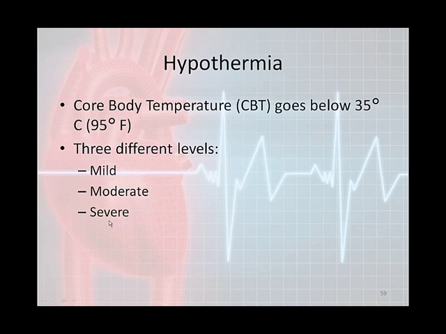Hypothermia is when the core body temperature goes below 35 degrees Celsius or 95 degrees Fahrenheit. They're broken into 3 different levels: mild, moderate, and severe. Hypothermias will also cause EKG changes on the monitor.